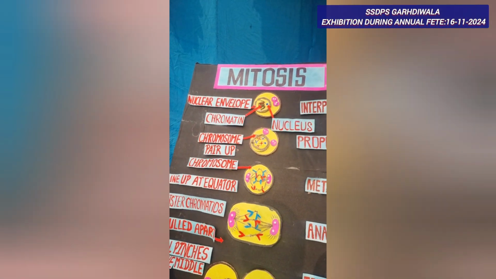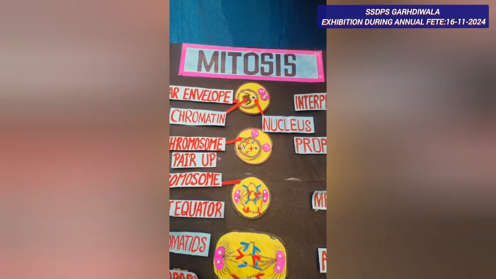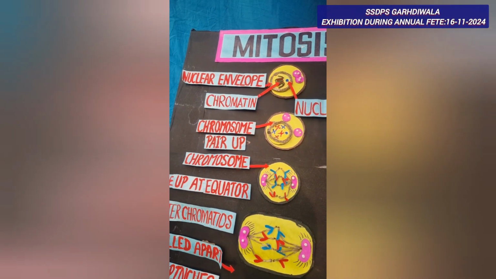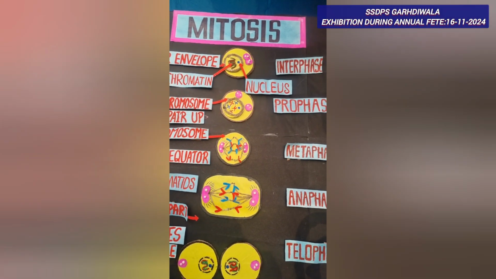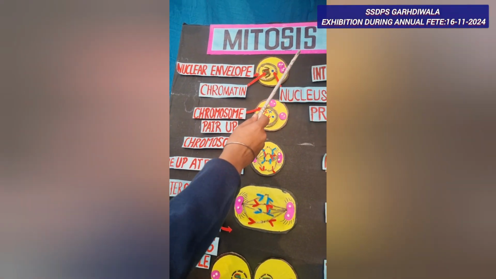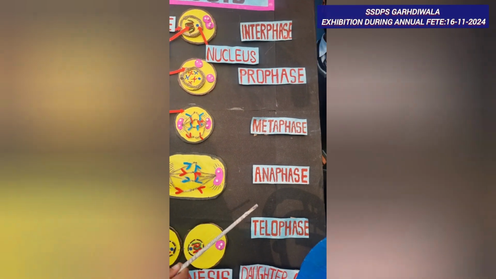This is my model on the process of mitosis. As we know, we grow every day, but there is a biological reason behind our growth, that is the process of mitosis. Here I will explain the process of mitosis in 5 phases: interphase, prophase, metaphase, anaphase, and telophase.